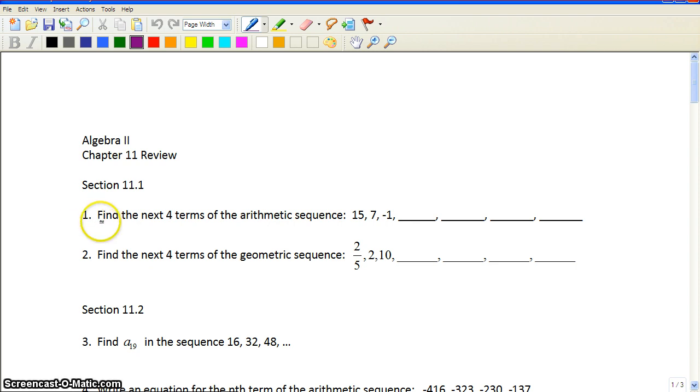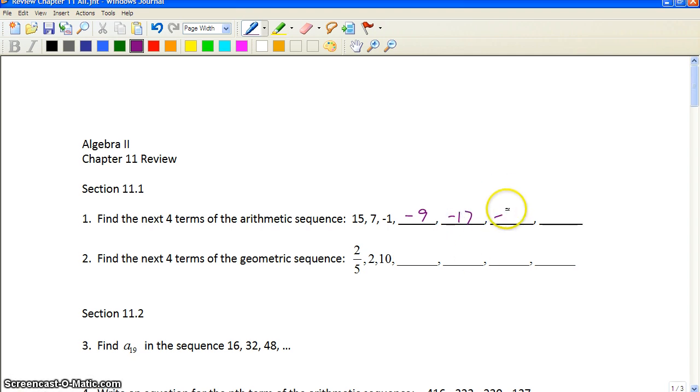Anyways, number 1, find the next 4 terms of the arithmetic sequence. Arithmetic sequence, there's a common difference. It looks like it's going down by 7 each time. Oh no, it's going down by 8 each time. So this one's going to be -9, then minus 8 again, -17, minus 8 again, -25, minus 8 again, -33.